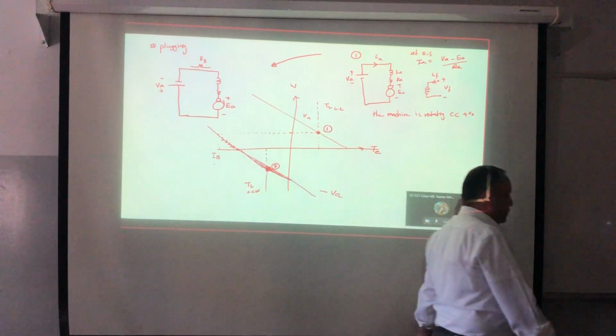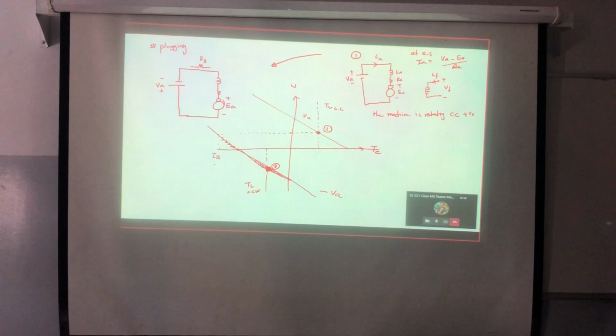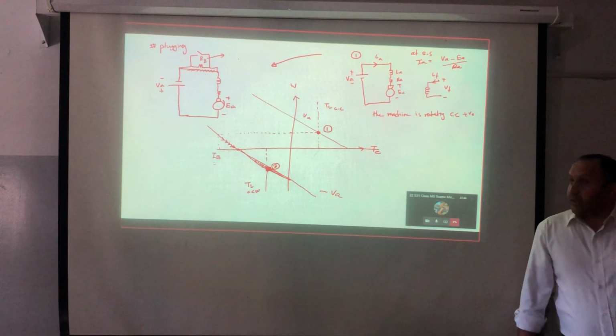And sometimes we can do something like this. Of course, I should disconnect this line. And here, why am I introducing a braking resistance? To limit the braking current. Good? Okay. Braking current is VA plus EA over the resistance.